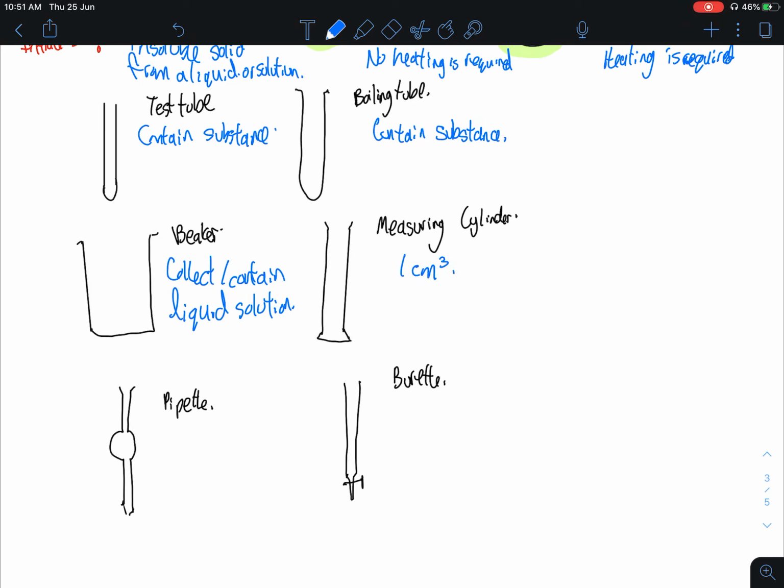But so this is the smallest unit that you can go. But for a beaker, you are looking at maybe 50 cm cube. So it will jump from 0 to 50 cm cube. Then from 50, you go to 100 cm cube, then 150, and so on and so forth.